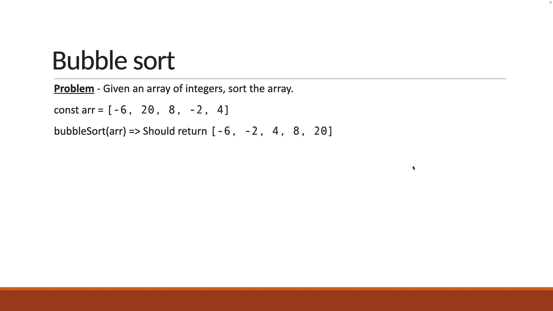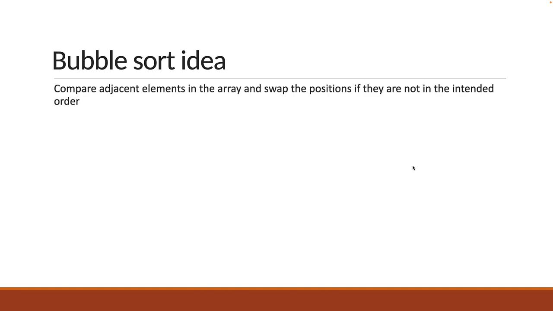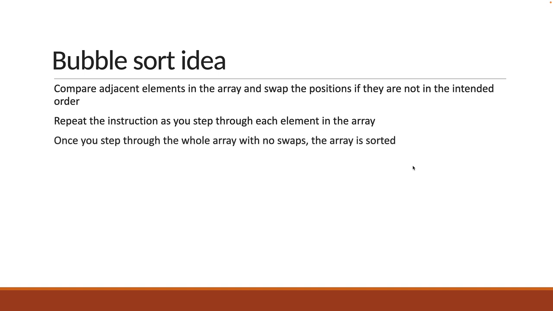Alright, let's begin. Let's first understand the idea behind bubble sort. With bubble sort, you compare adjacent elements in the array and swap the position if they are not in the intended order. Repeat the instruction as you step through each element in the array. Once you step through the whole array with no swaps, the array is sorted. Confused? Well, let me help you visualize with an example.